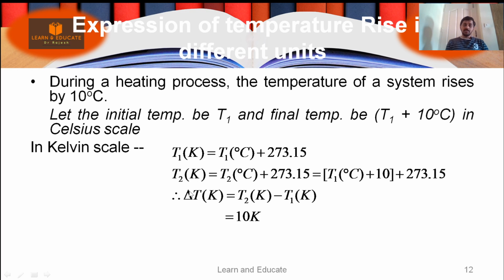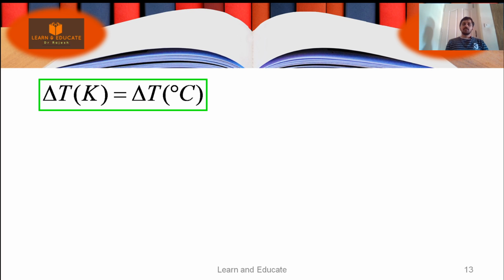Now what will be the delta T? T2 minus T1. When you subtract T1 in Kelvin from T2 in Kelvin, you will get delta T in Kelvin. So that is the same, 10 Kelvin, right? So when you do the calculation, you can see T1 will get cancelled out, 273.15 also will get cancelled out. So only 10 remains. So delta T in Kelvin is the same as delta T in degrees Celsius. That is the first conclusion of temperature difference in different scales.